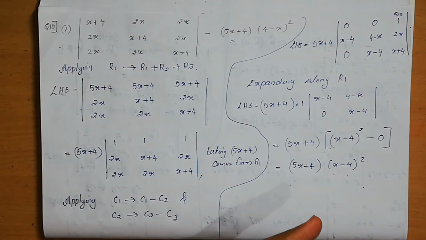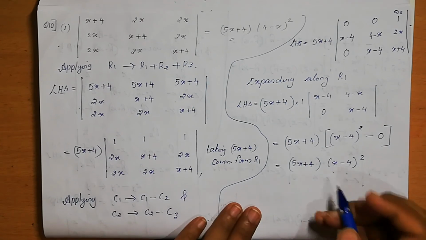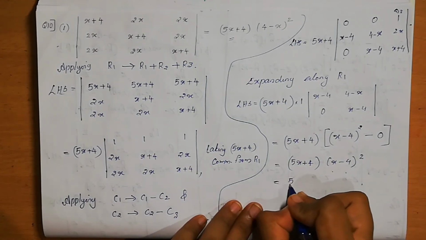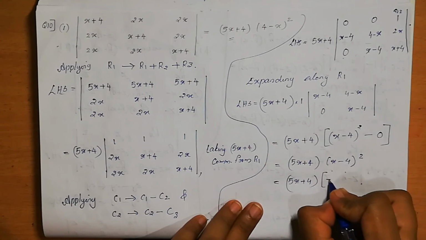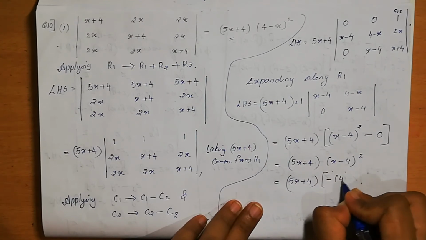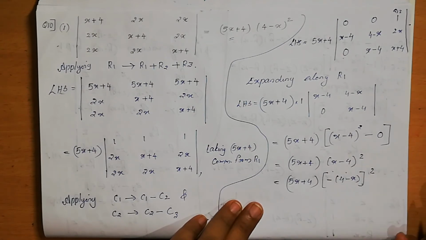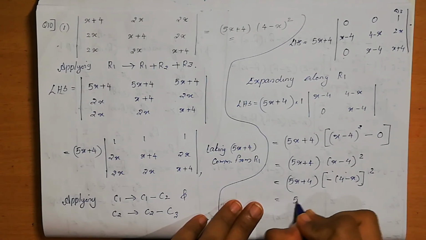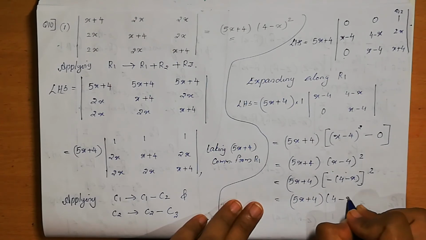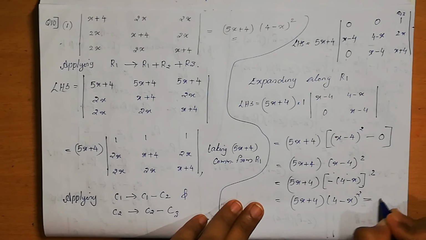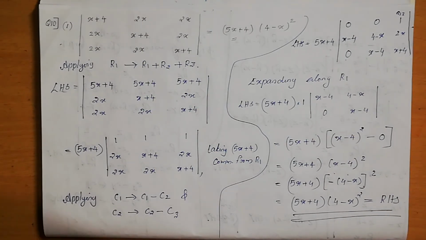So x minus 4 the whole square is the same as 4 minus x the whole square, because here I am taking one minus as common. From these two terms, minus is common, so minus becomes plus and plus becomes minus: 4 minus x the whole square. Minus square means what? Minus only, right? So I can write 5x plus 4 into 4 minus x the whole square equal to RHS. Hence proved.